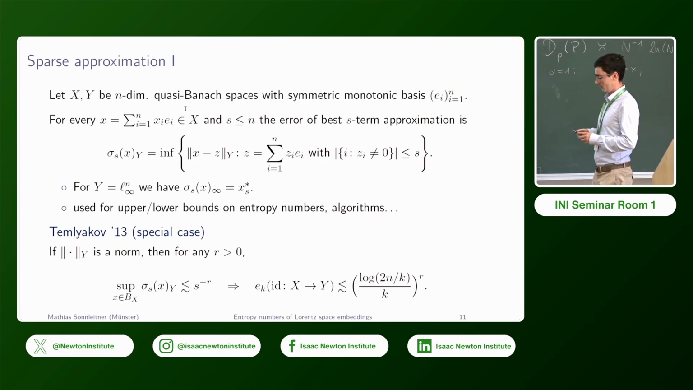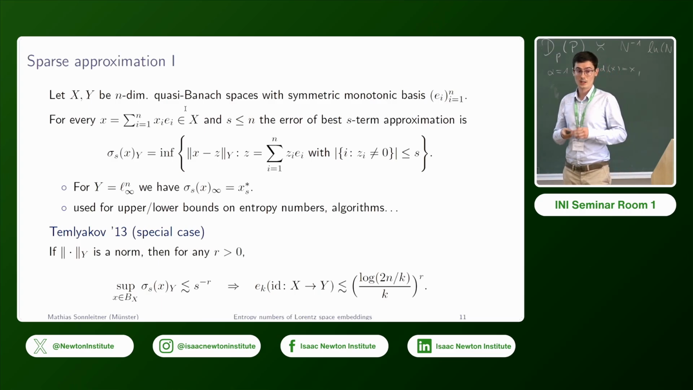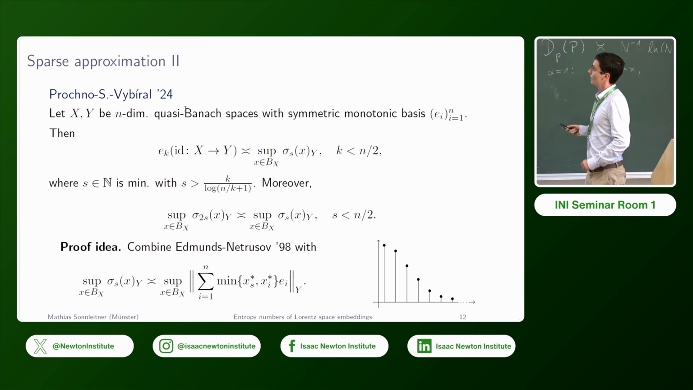This explains already part of the results in the LP case. And in fact, under our assumptions of symmetry and monotonicity, we can obtain even more, which was quite surprising to us. Namely, if we have now two Banach spaces with the same symmetric Banach basis, then the entropy numbers are really characterized in the smaller than n regime by the S-term approximation numbers by the supremum, and S is again the minimal integer such that this holds. Moreover, we can even say that the best S-term approximation numbers exhibit regular decay.